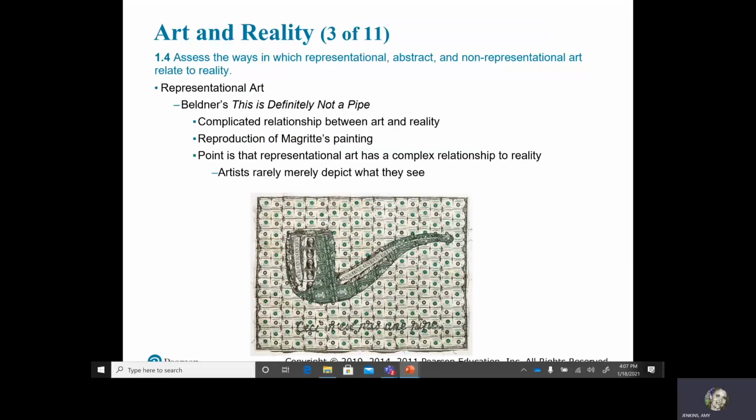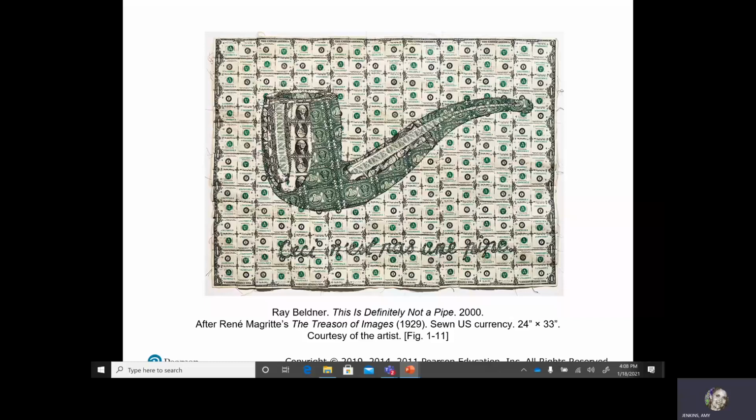Here's another example of representational art. It's a spinoff from Magritte. It's Beldner's "This Is Definitely Not a Pipe." So not as clearly representational, but it's still representing a pipe. There's a complicated relationship between art and reality. This is a reproduction of Magritte's painting. The point is that representational art has a complex relationship to reality. Artists rarely merely depict what they see. Bigger image.